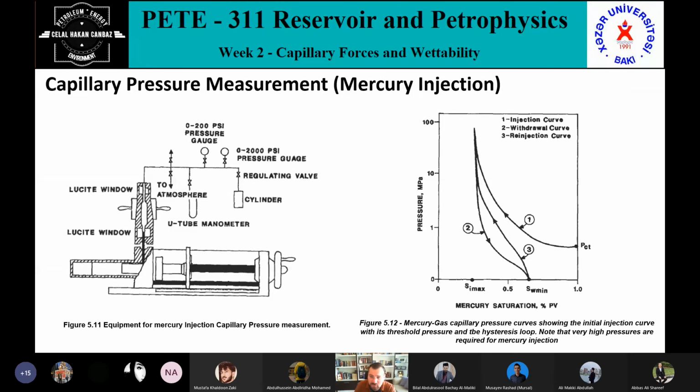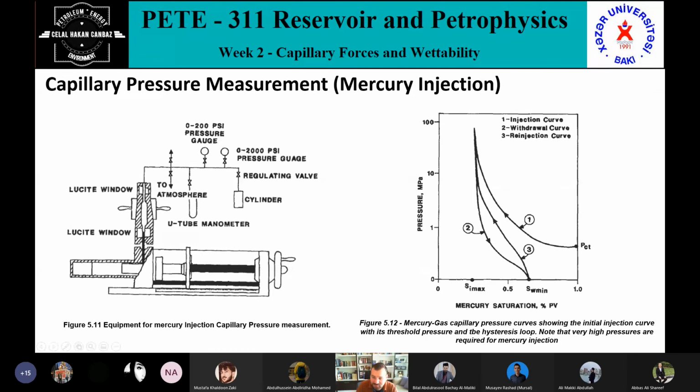Now another method is mercury injection. In mercury injection, we have a core plug here. There's a pressure gauge, regulating valves, and a cylinder again to take the air out of the plug. And this time you use mercury.